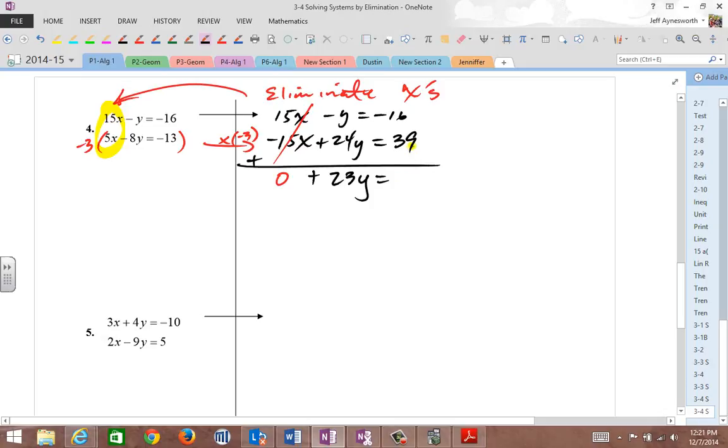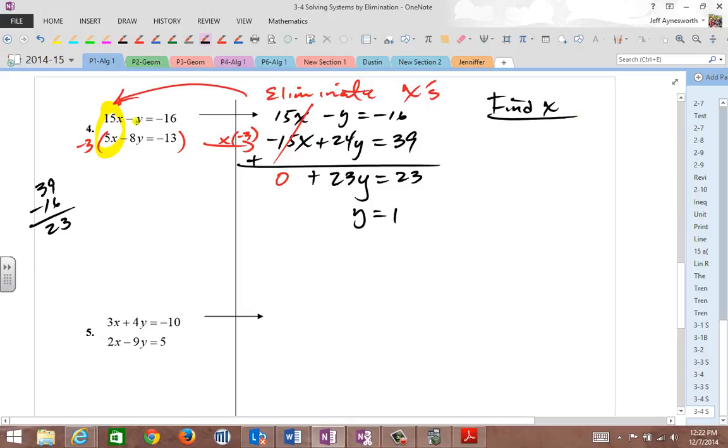And negative 16 plus 39 is 39 minus 16, and that's 23. So you get 23 here. And since 23 times 1 is 23, y has to be 1. All right, not too bad. So you can tell that sometimes it's fairly straightforward here. Now you just got to find the other variable.